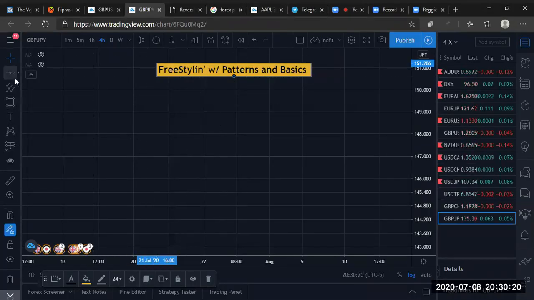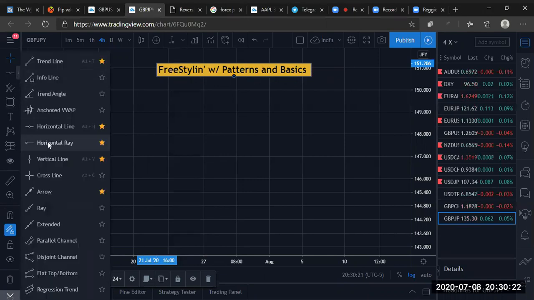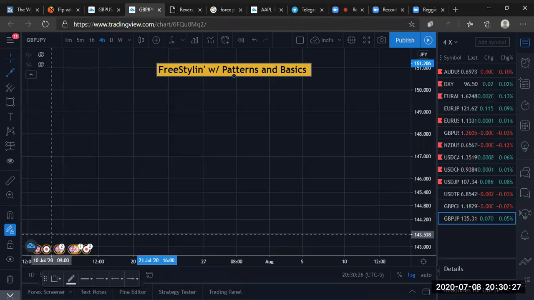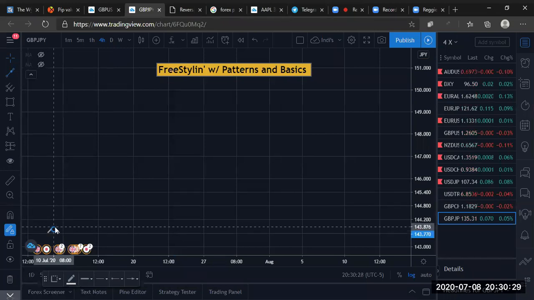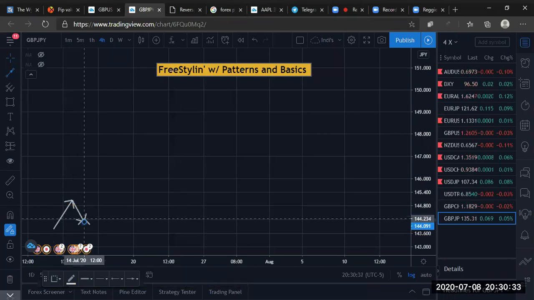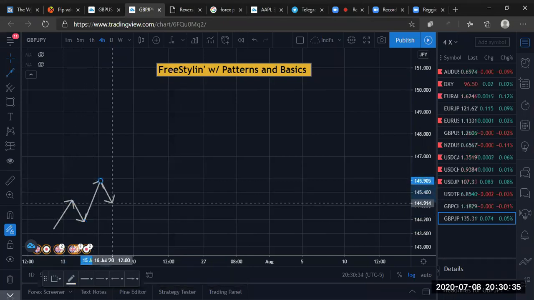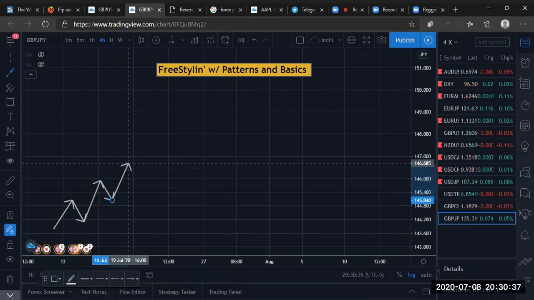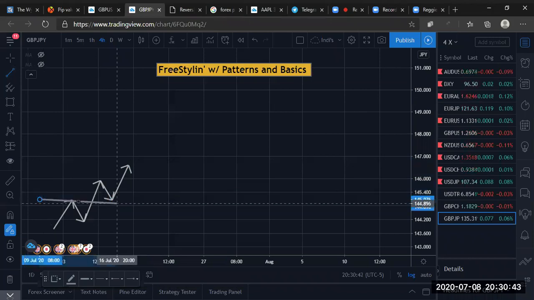Freestyling with basic patterns. So I'm really just going off the top of my head because this is not really hard for me at all. Going off a market structure video, you got your high, you got your low, you got your high, you got your low, and then you got your high. When I say break of structure, this is the break of structure. And this actually is a pattern stick candle.